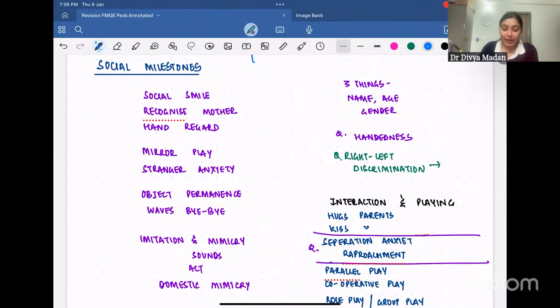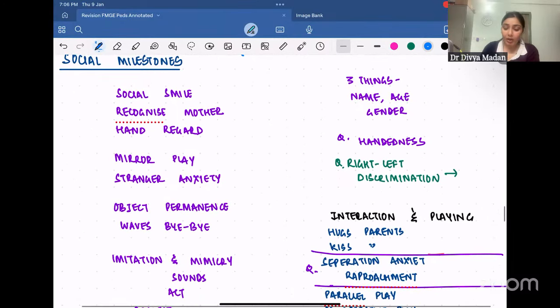So initially, what happens? The child has a spontaneous smile, right? Have you ever seen a newborn smiling? Without any reason, the newborn smiles, that's a spontaneous smile. My grandmother used to say the child is remembering the past birth and that's why smiling, but it is definitely not such. That's a milestone.